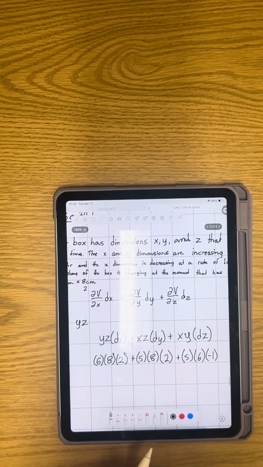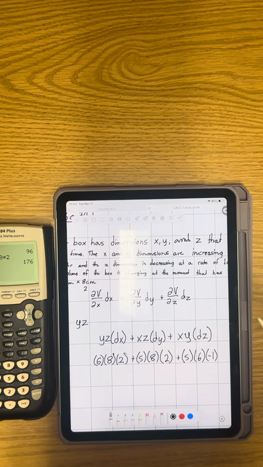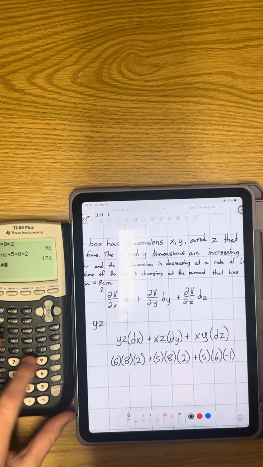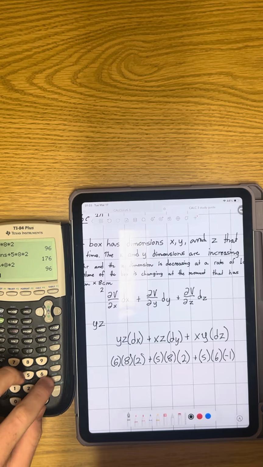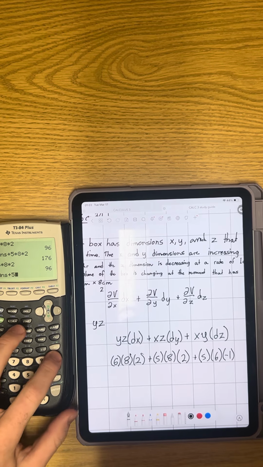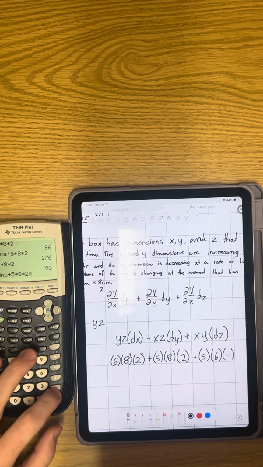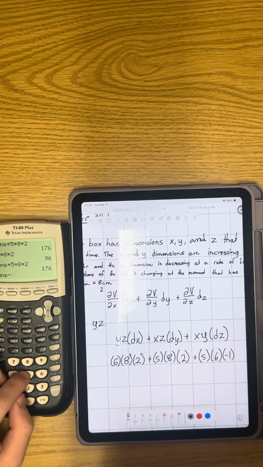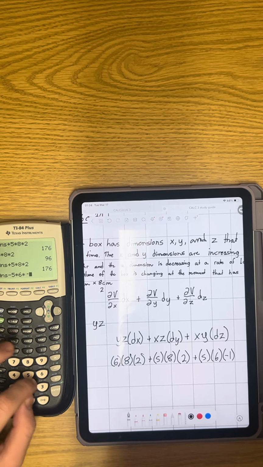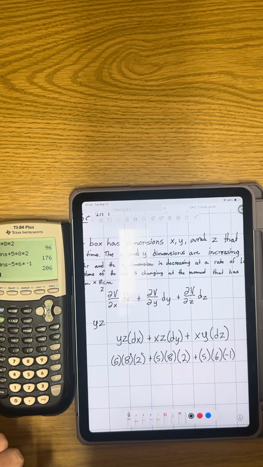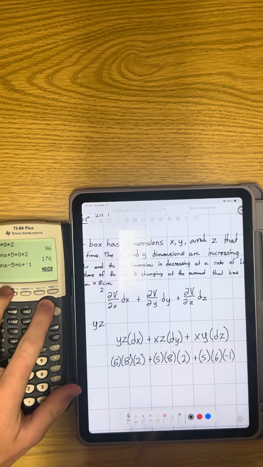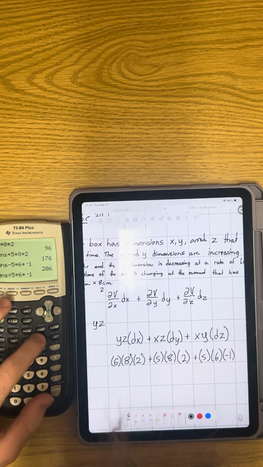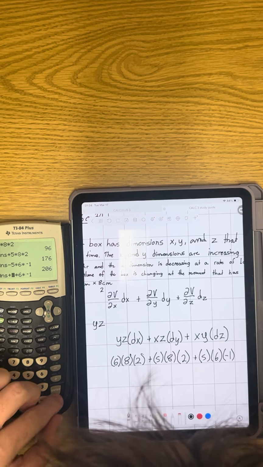Okay, from there we can solve on our calculator. So we have 6 times 8 times 2 plus 5 times 8 times 2 minus 5 times 6 times negative 1. Should have put a plus sign in there. You don't want to add them. There we go.